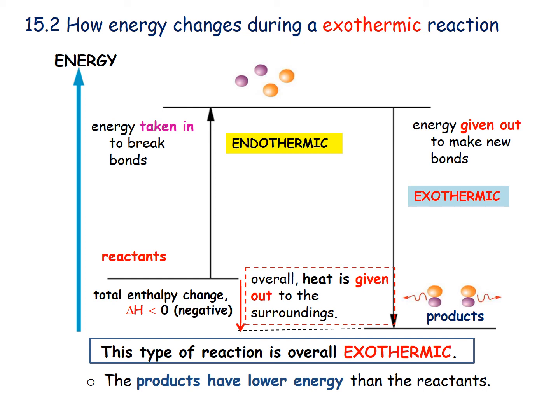But in an exothermic reaction, more energy is given out to make new bonds compared to energy absorbed to break bonds in reactants. This means the reactants have given out more energy than it absorbed from an external source, such as a fire. So where does this extra energy come from? It comes from the chemicals themselves, of course.